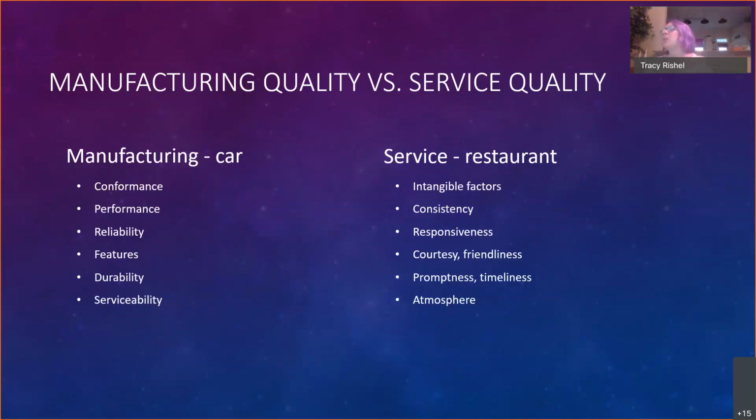So again, the point is that we measure a manufactured good's quality differently than we do a service item's quality. The other thing is that quality is much easier to measure in a manufactured good than it is in a service. Again, our view of a nicely cooked steak may all be different. In a car, does it get 25 miles to the gallon? Yes or no? So, all right, let's move on.